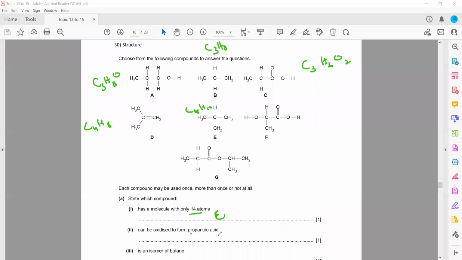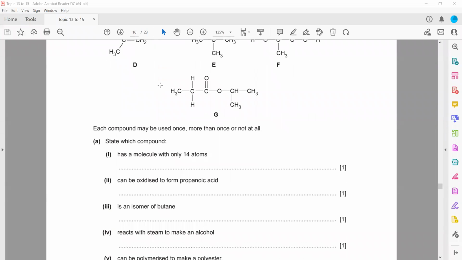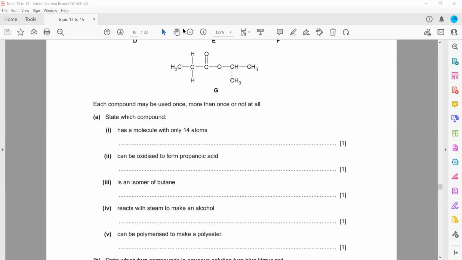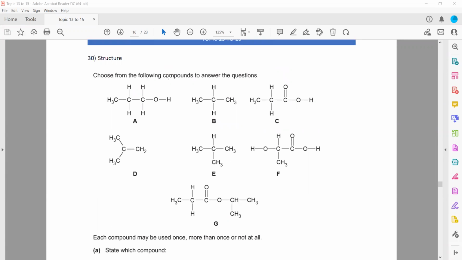Can be oxidized to form propanoic acid. So propanol, because propanol can be oxidized to form propanoic acid. So which is the structure of propanol? When you check alcohol, this one, A, is the structure of propanol, because propanol or alcohol can be oxidized to give propanoic acid. Then, is an isomer of butane. So what is the formula for butane? Normal butane is C4H10.